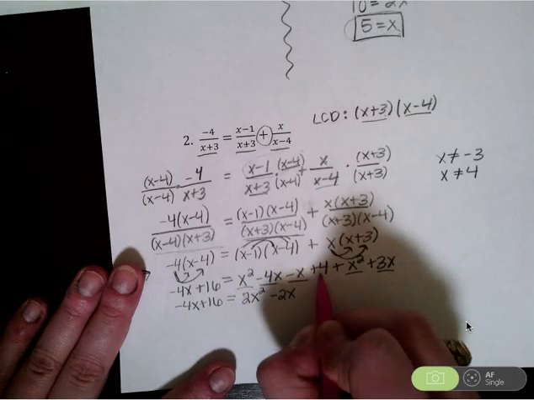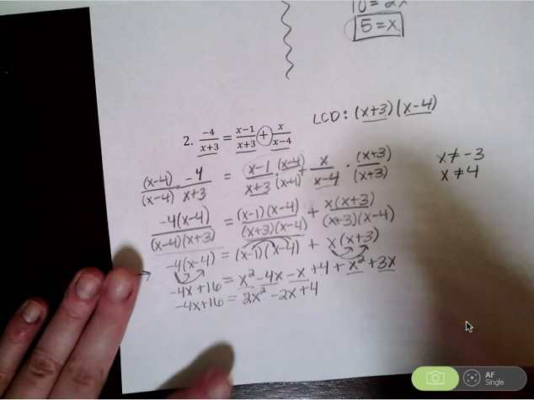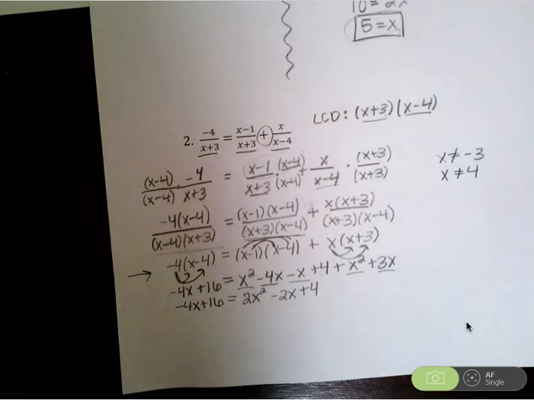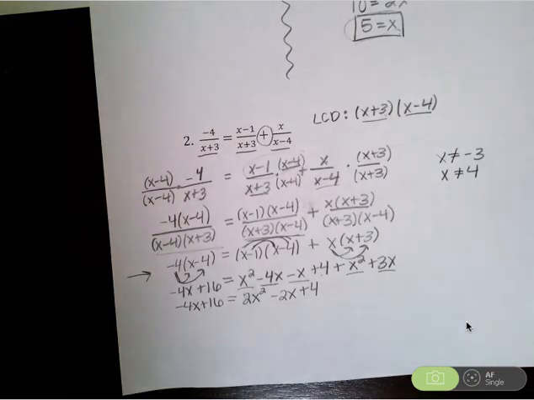Then we've got a plus 4, and that doesn't have any friends, so we're just going to leave it as a plus 4. All right? Now we need to solve, and if you've noticed by now, which I hope that you have, we've got a quadratic. And so in order to solve a quadratic, you've got two options. You can either factor or you can use a quadratic formula.